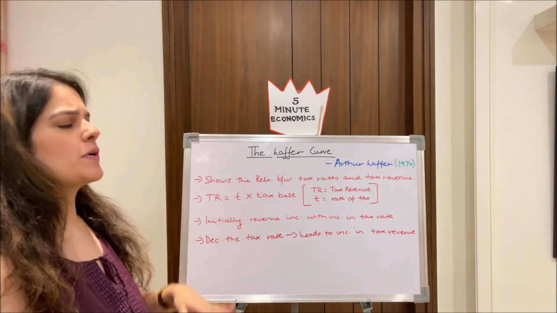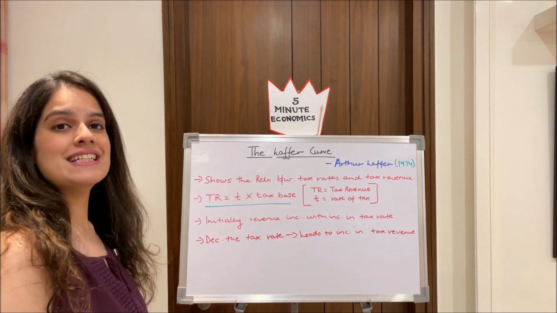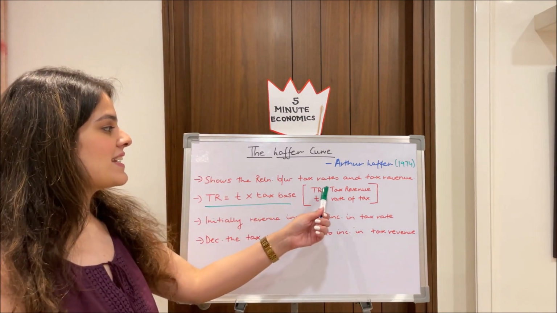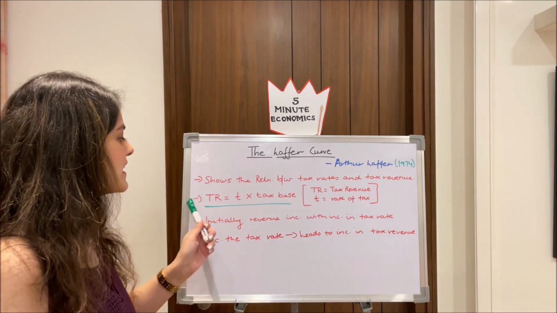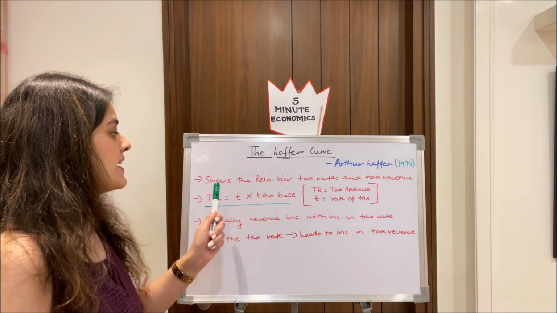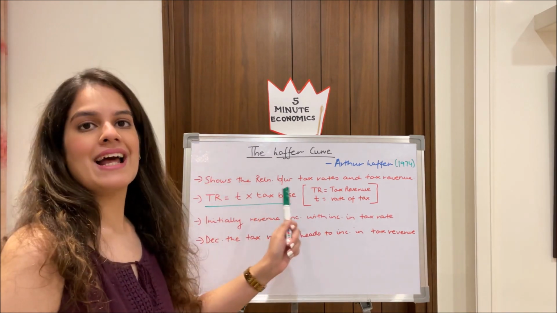And while studying this particular curve, we need to remember a small formula, which is TR equals t times tax base, where TR stands for the tax revenue and small t stands for the rate of tax. So basically, our tax revenue is equal to the tax rate, what the government has set, times the tax base.